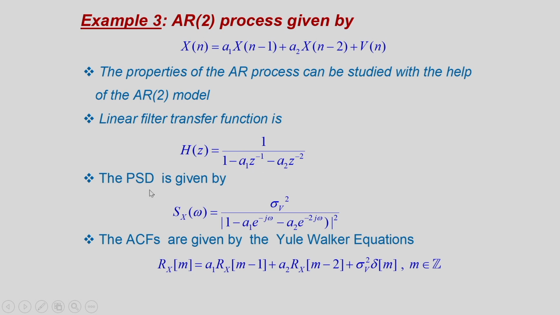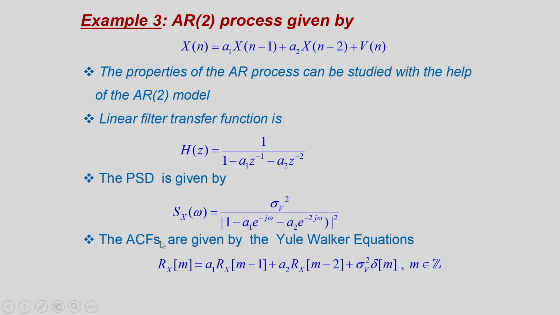The PSD, power spectral density of this process, is given by Sx(omega) equal to sigma_v square divided by mod of 1 minus a1 e to the power minus j omega minus a2 e to the power minus 2j omega, whole square. So, this is the power spectral density.